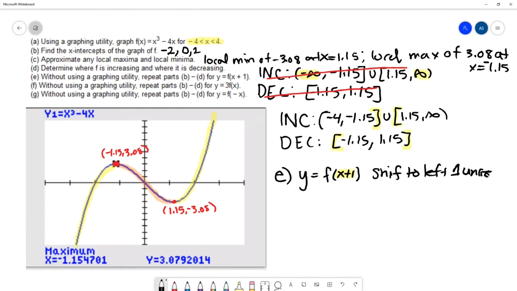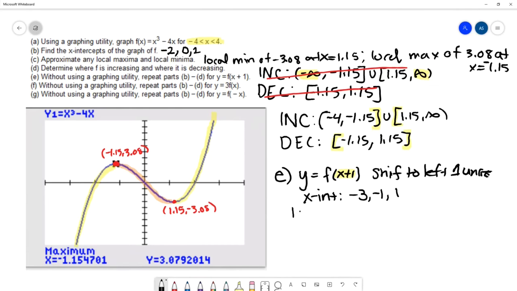So what that means is that our x-intercepts will be shifted to the left 1 unit. So we would have x-intercepts at -3, -1, and +1. That's shifting our x-intercepts to the left 1. Our local minimum and maximums would also be shifted to the left 1.